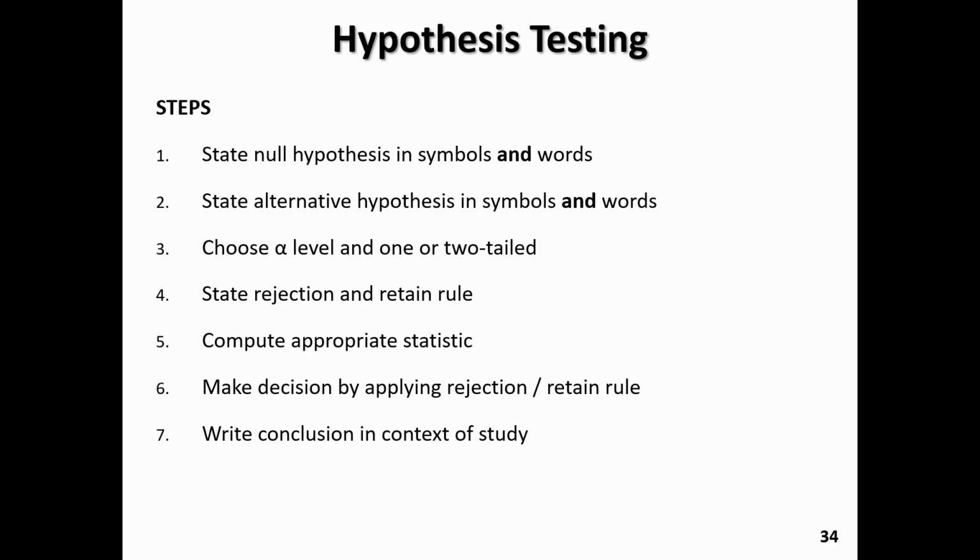We then make a decision by evaluating the reject-retain rule that we established in number 4 that we'll address in the subsequent lecture. And then we write the conclusion in the context of the study. So this ends our final part of our Unit 8 lecture on statistical inference.